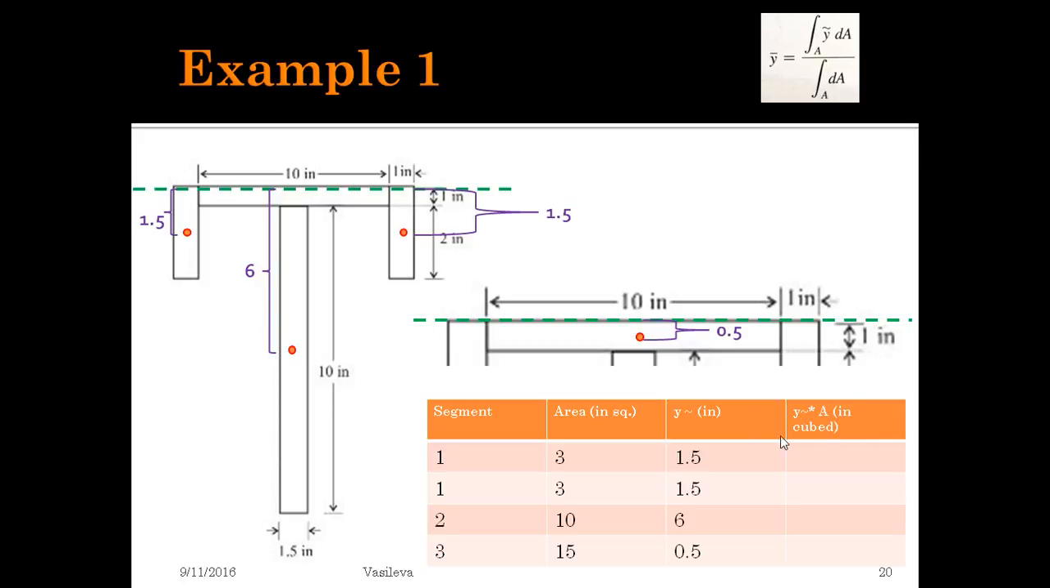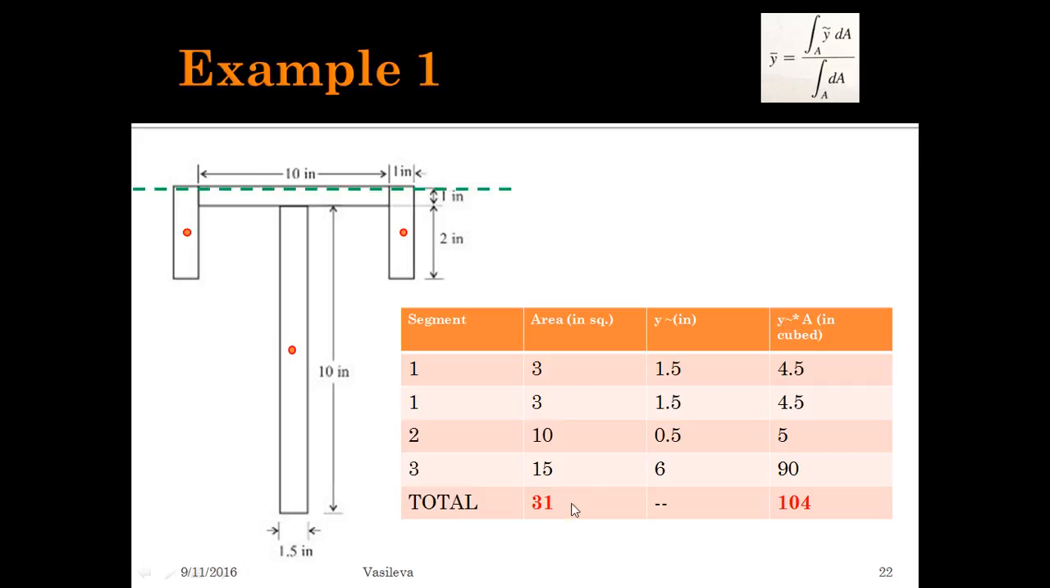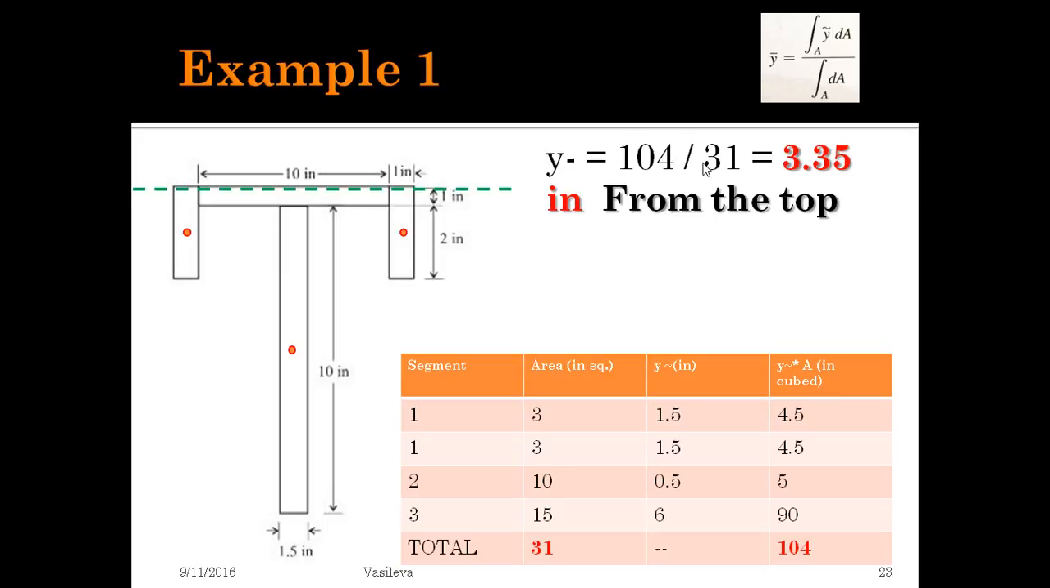Lastly, we just have to do y squiggle times A, because look, we have A down here, and then we have y squiggle times A up here. So multiply those straight across, and finally you just sum them up. You sum all of the y squiggle times A, you sum all of the areas, and you do y squiggle times A divided by A. So we do 104 divided by 31, and that tells us that the center of gravity in the y direction of this entire body is 3.35 inches from the top.